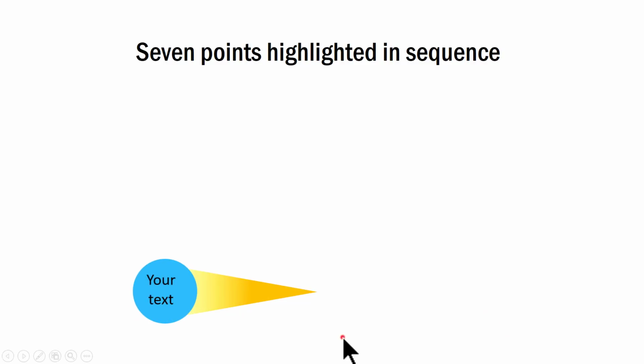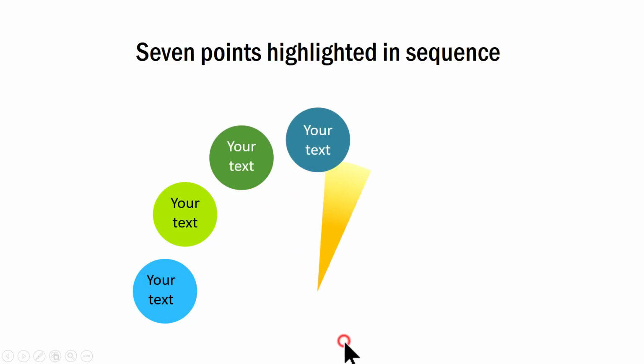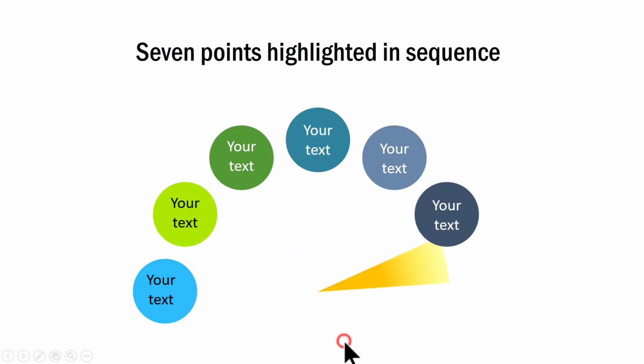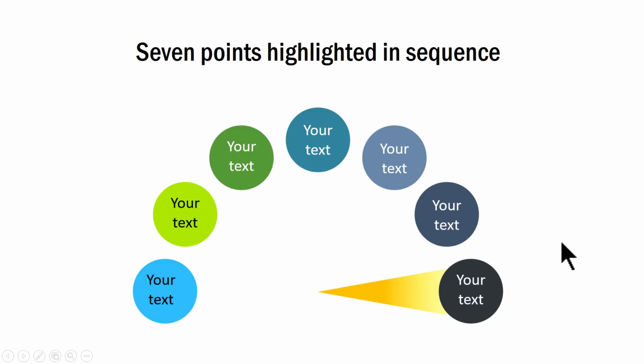Now let us go to the next template, and this one shows 7 points highlighted in sequence. First, we talk about the first point, and then the highlight moves to the second, third, fourth, fifth, sixth, and seventh. So this is another way in which you can present different highlights.